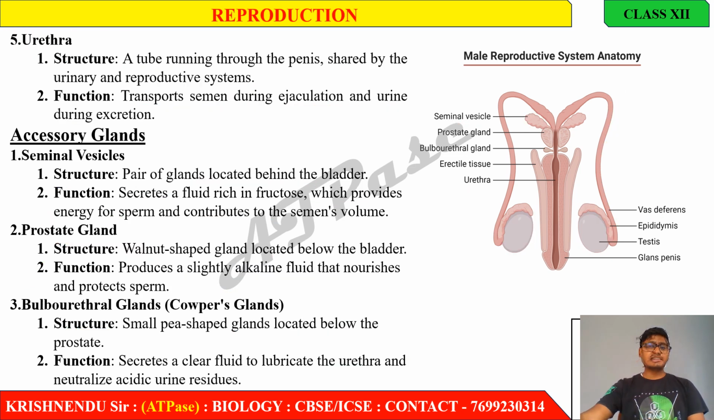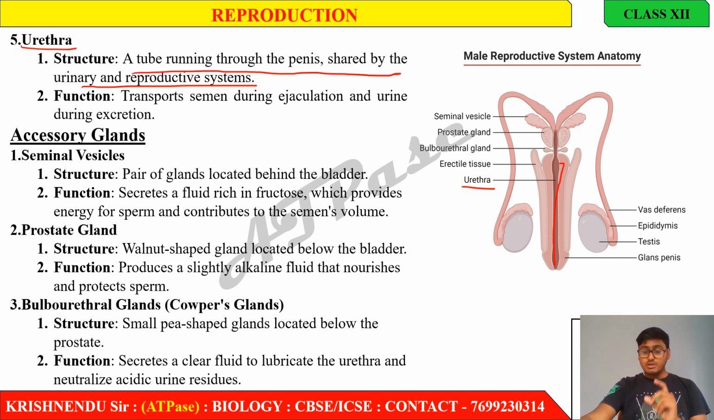Okay, let's move to the next slide. The fifth internal structure is known as the urethra. We already observed the urethra. This duct is known as the urethra. It is a tube running through the penis, shared by the urinary and reproductive systems.